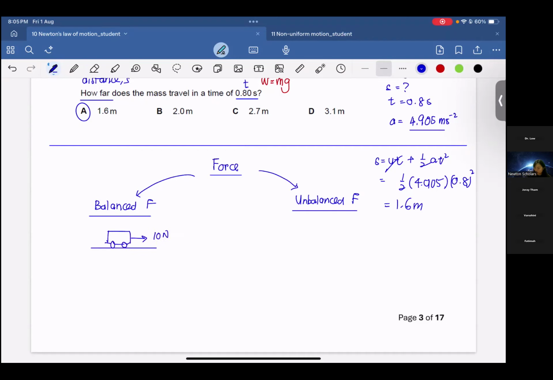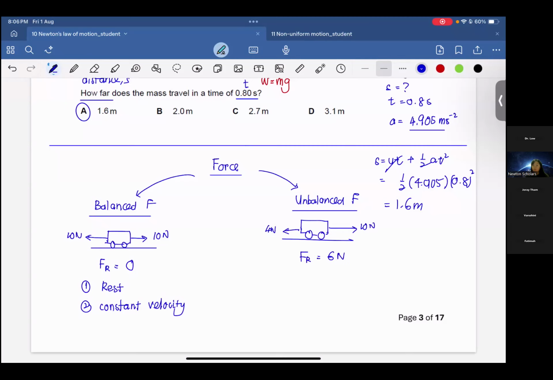Unbalanced force, I draw it out. Maybe an object like this, here 10 Newton, and here let's say 4 Newton. Now my resultant force is 6 Newton. It is no longer 0. That means F equals MA, where F is net force. If your force is not 0, then your acceleration value won't be 0 also.